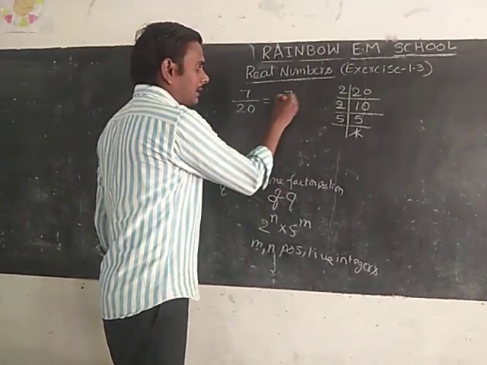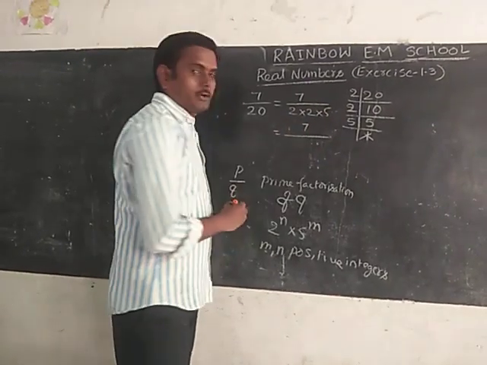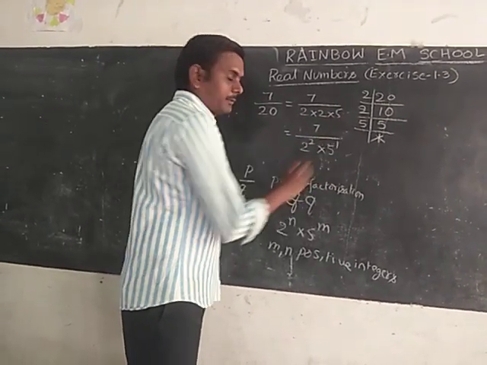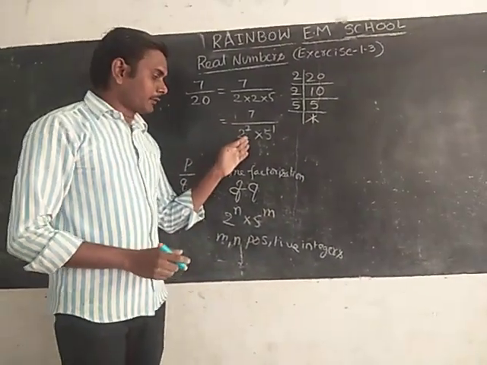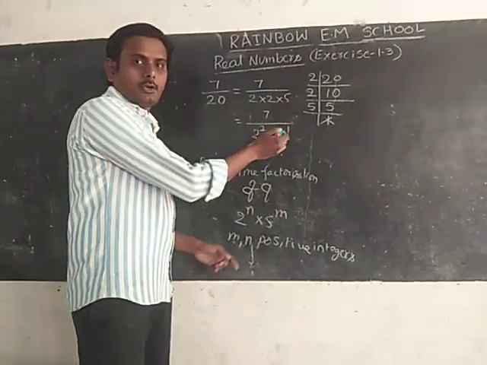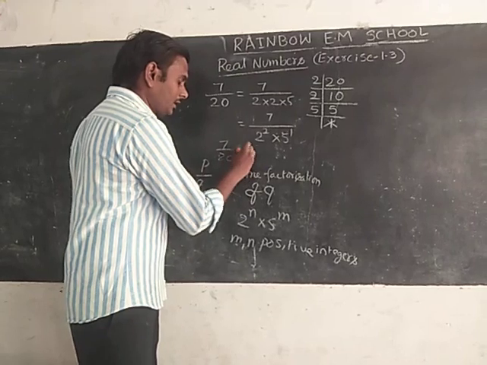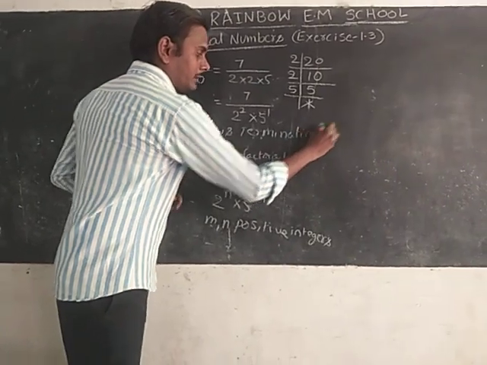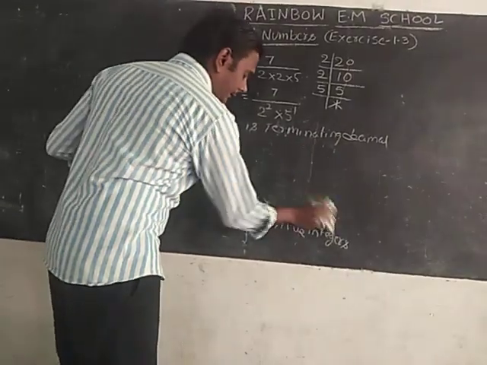That means we can write 7 by 2 multiplied by 2 multiplied by 5. 2 is repeating twice, so we can write 2 power 2. 5 is repeating once, 5 power 1. If you observe here, the denominator part is in the form of 2 power m, 5 power n. Here m value 2, n value 1. So we can conclude 7 by 20 is a terminating decimal.